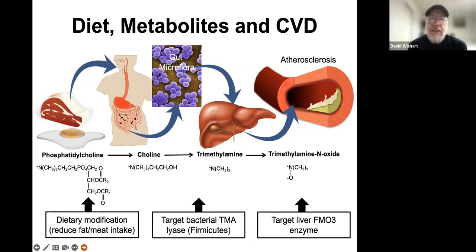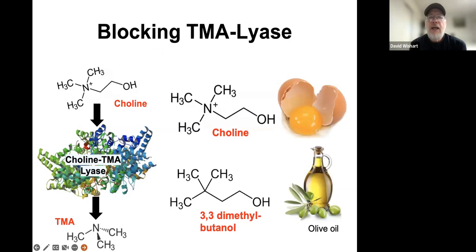And again, Stan Hazen's group looked at some of the interventions, like reducing fat and meat intake. They also tried to look at enzymes that would prevent conversion of TMA to TMAO. But they also eventually found that the most useful target was targeting the bacteria, and a particular enzyme called trimethylamine lyase. Trimethylamine lyase is found in firmicutes. It's not found in all microbes, but it specifically converts choline to trimethylamine.